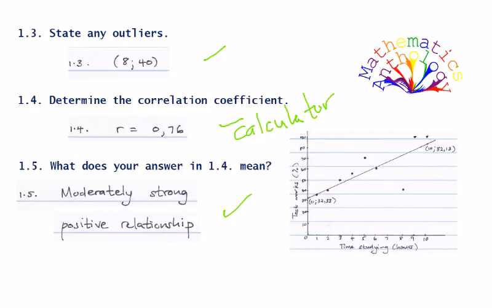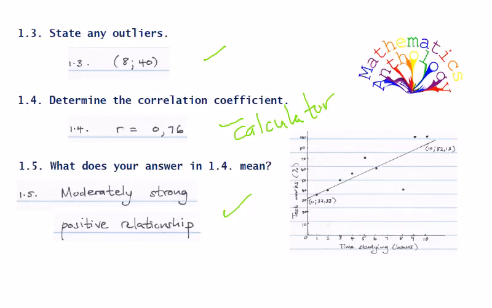1.4, determine the correlation coefficient. Now to determine the correlation coefficient, you use your calculator. My final answer there was r = 0.76. I'll just try to explain quickly how I did that on my calculator.